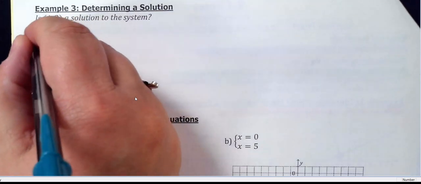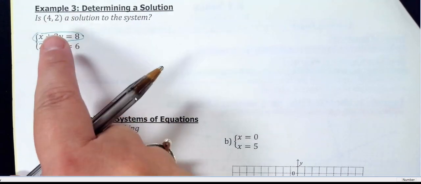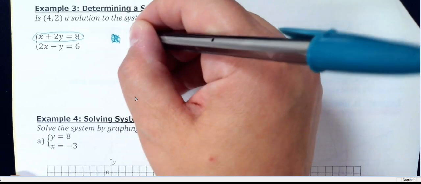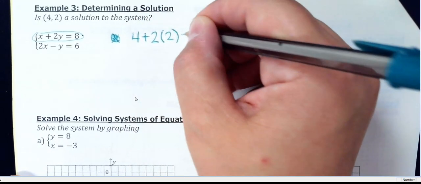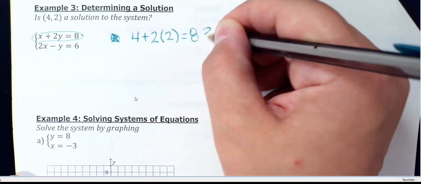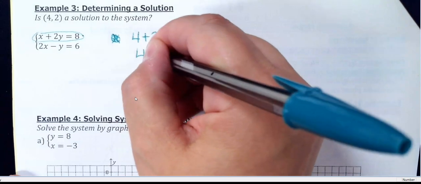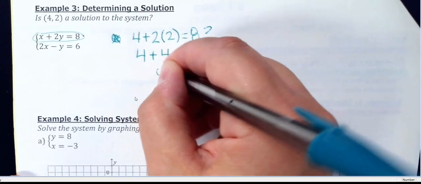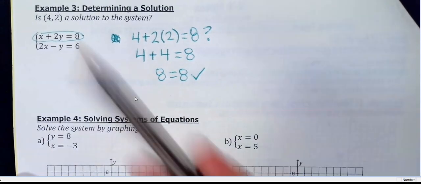I'm just going to grab two different colors. Everywhere I see an x, I want to put in 4. Everywhere I see a y, I'm going to put in 2. So for that first equation in the system, we're going to do 4 plus 2 times y, my y coordinate is 2, and that first equation is set equal to 8. So we're just checking to see if this is true or not. So this would be 4 plus 4, so 8 equals 8, right? That's for sure.